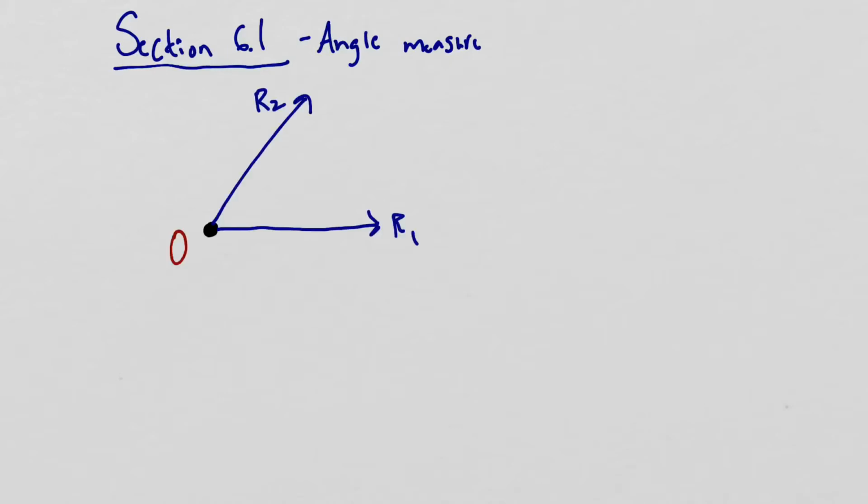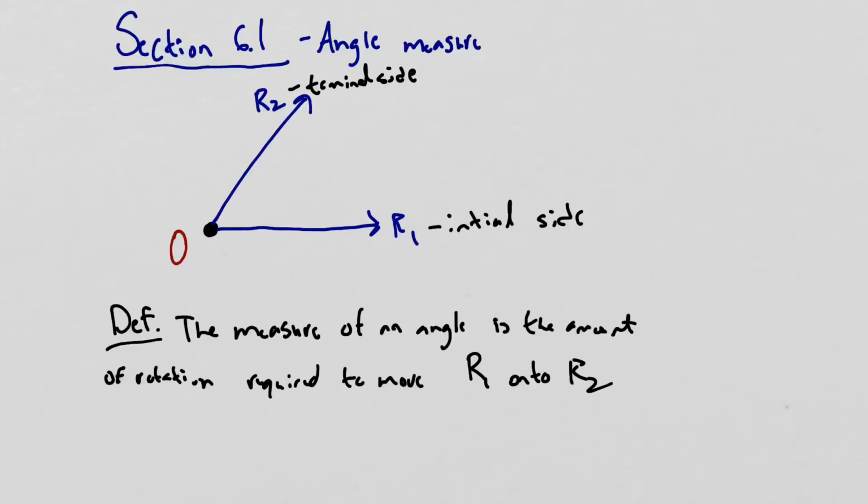To start off, an angle consists of two rays with a common vertex, such as in the following picture. We'll call the ray R1 the initial side, and we'll call the ray R2 the terminal side. Then, the measure of an angle theta is the amount of rotation required to move the ray R1 onto the ray R2. In the picture, the angle would be represented by this theta here. We say that an angle is positive if the rotation is counterclockwise, and an angle is negative if the rotation is clockwise.